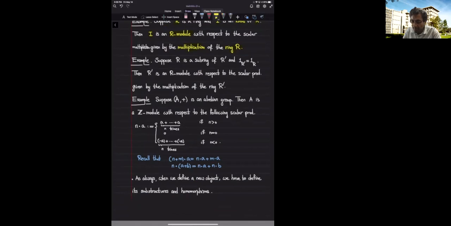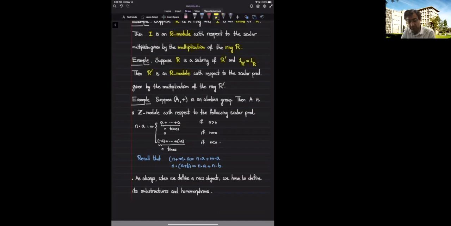If R is a subring of R prime and shares the same identity, then we can view the larger one as an R module. So R prime would be an R module. If you remember, we have done this point of view for fields. Whenever we have a field extension E over F, we can view E as an F vector space. So this is exactly the same point of view here.